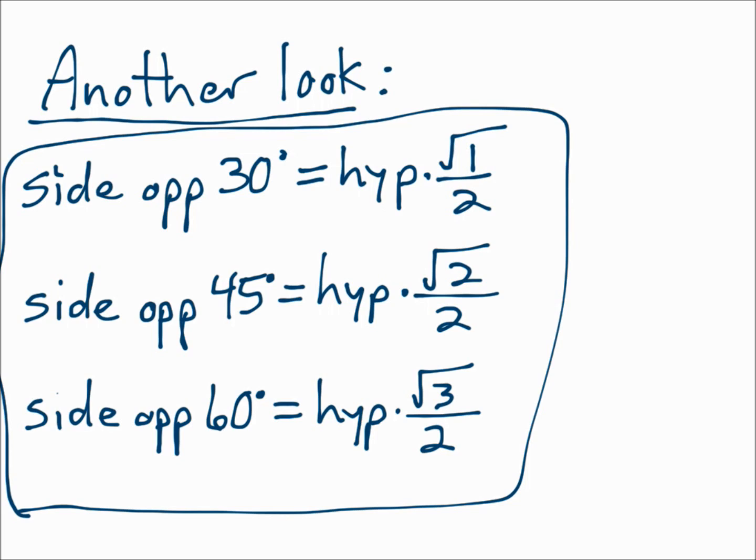The side opposite 45 degrees is the hypotenuse times the square root of 2 over 2. And the side opposite 60 degrees is the hypotenuse times the square root of 3 over 2. So as the angle gets bigger, the numerator gets bigger in the formula. So make sure you have these written down and use them if you need them.